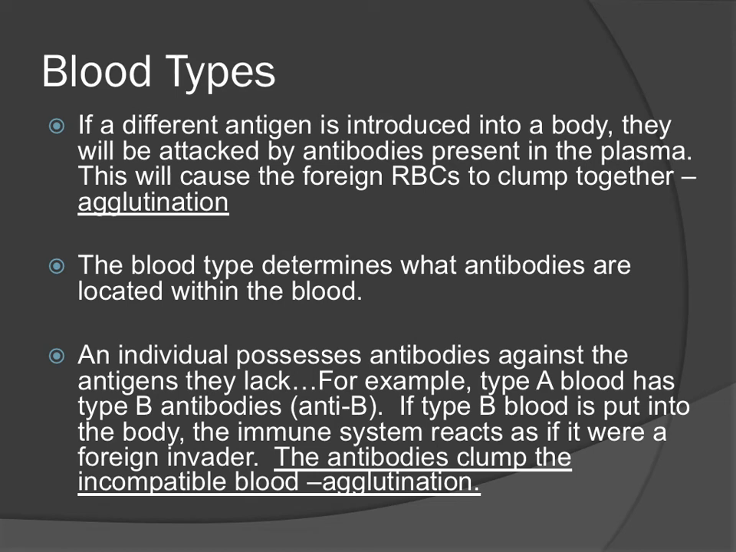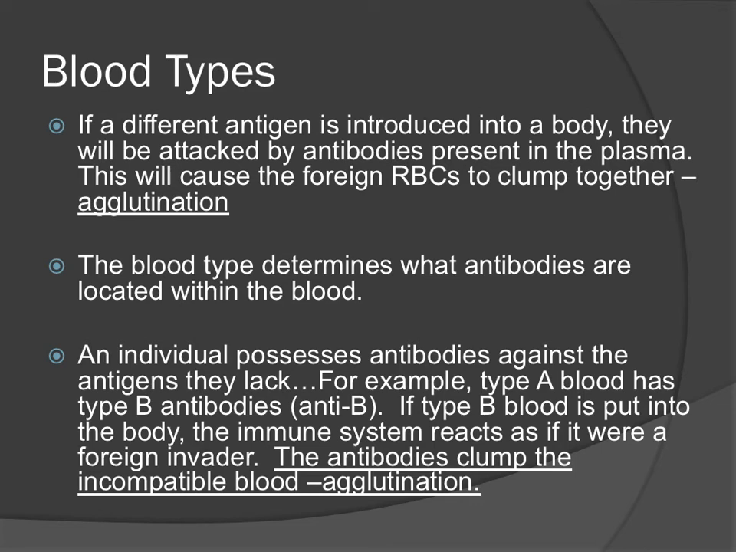So if a different antigen is introduced into the body, it will be attacked by antibodies present in the plasma. This will cause the foreign red blood cells to clump together, called agglutination. So the blood type determines what antibodies are located within the blood. An individual possesses antibodies against the antigens they lack.